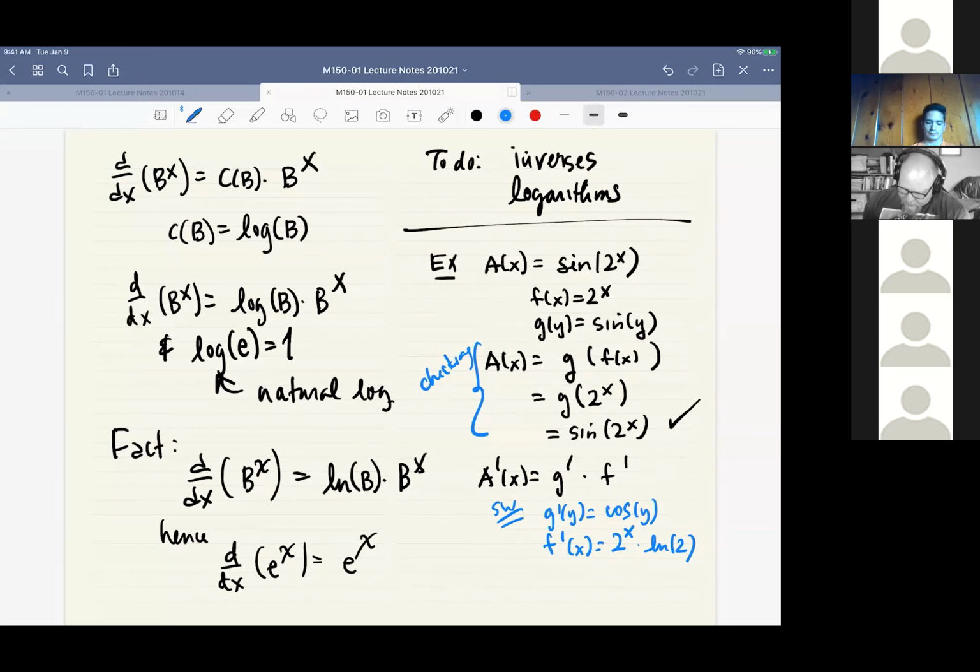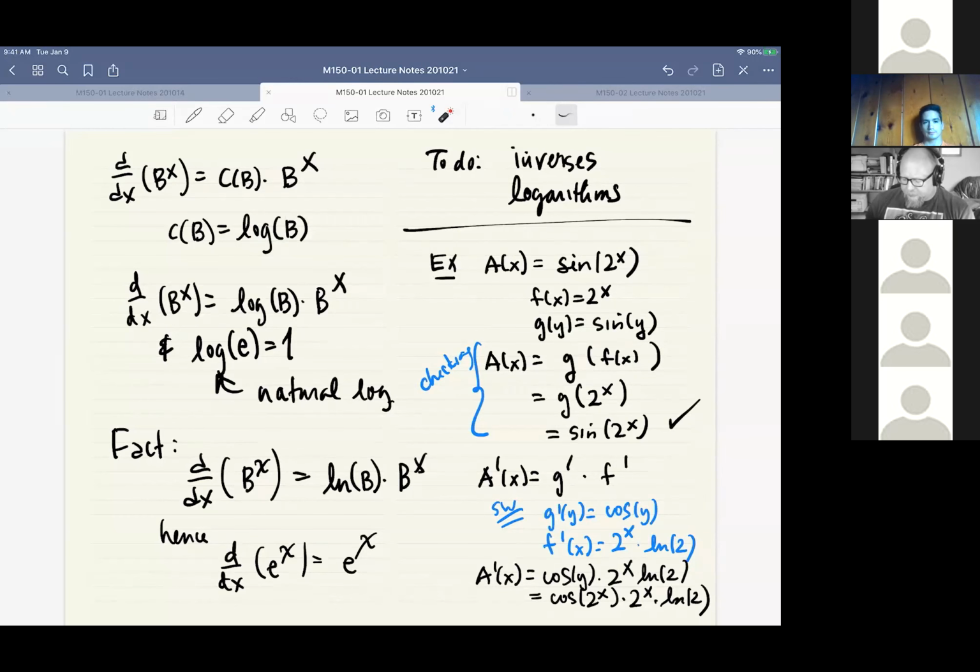So a prime is g prime, which is cosine of y, times f prime, which is 2 to the x log 2. And I'm sorry, I'm so low on the page. This is cosine of 2 to the x times 2 to the x times log 2. Right? That's the derivative using the chain rule. It looks pretty gross. It's pretty long and involved. But it's really just the result of 2 derivative formulas we have.